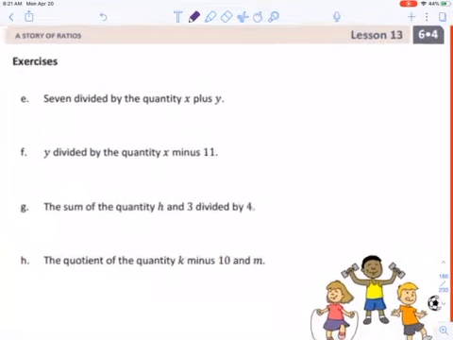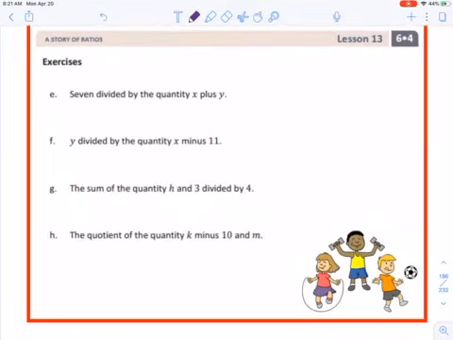Alrighty, guys. Exercises E through H. I want you to try these on your own. Remember what we said about the word quantity. Be careful and read the sentence very carefully. It's just so you know where to put the parentheses. I'm going to give you about 5 minutes. Pause the video.